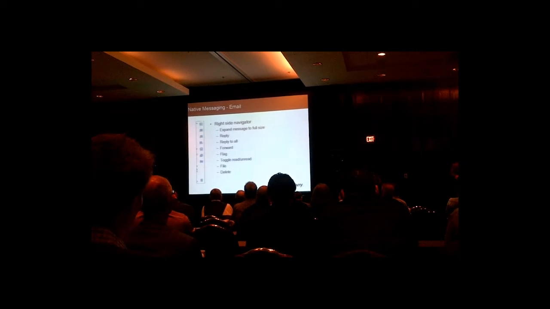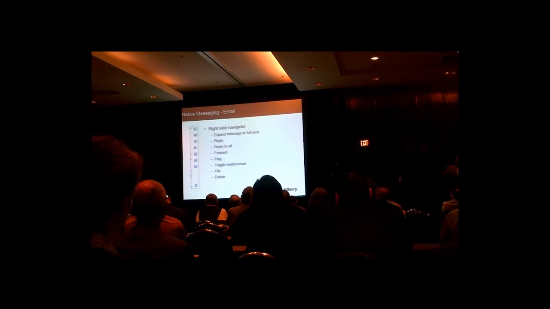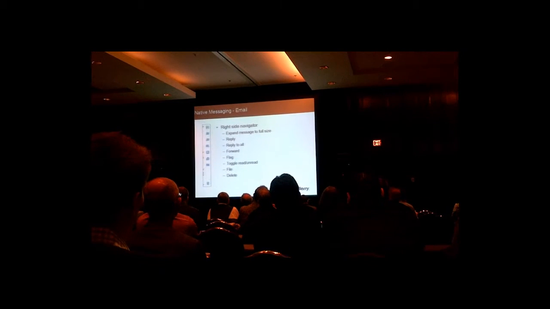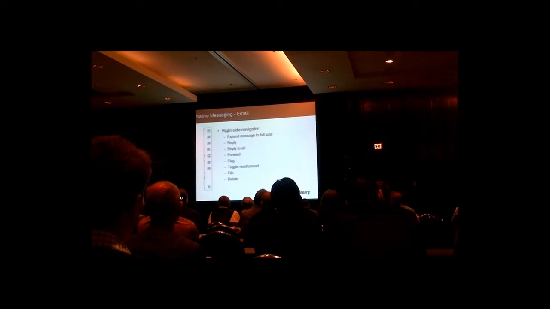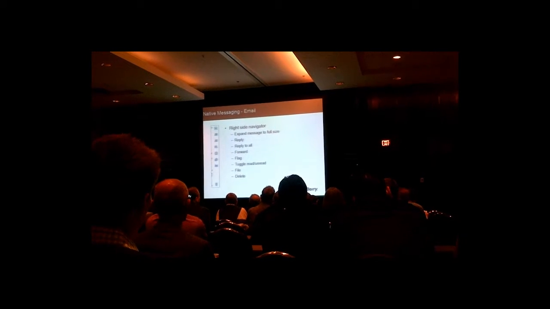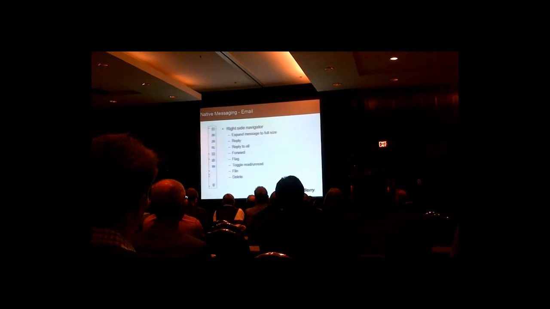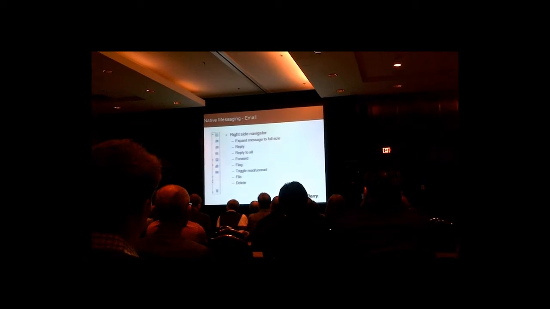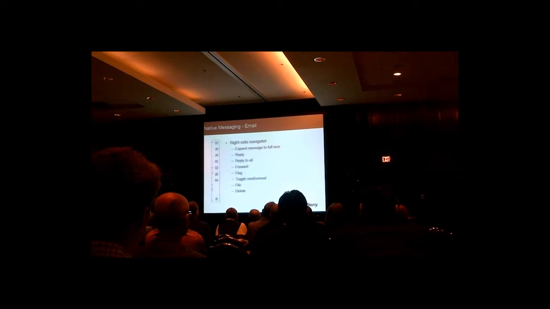On the right side, going down the list here, this is really for the message view. I have the ability to make the message full screen. If I prefer to be in full screen mode the entire time, I have that ability, and from the full screen I can go back and forth between messages down the list. There's reply to all, forward, I can flag for follow up, I can toggle my message from read to unread, as well as file and of course delete.